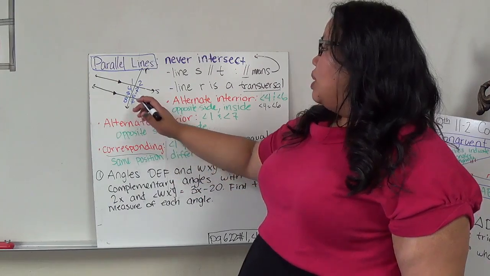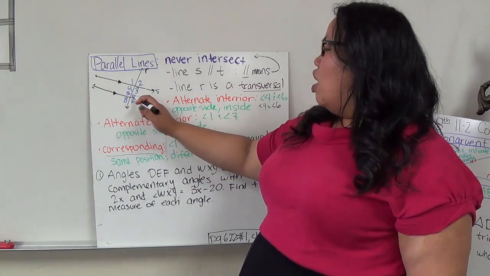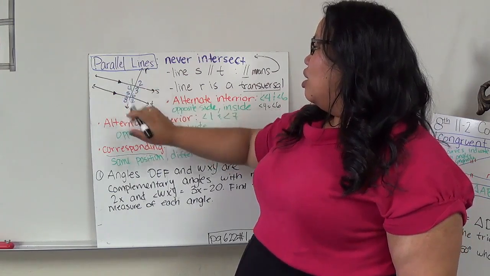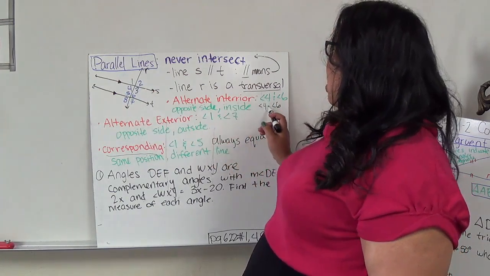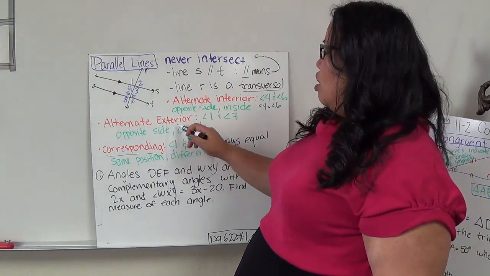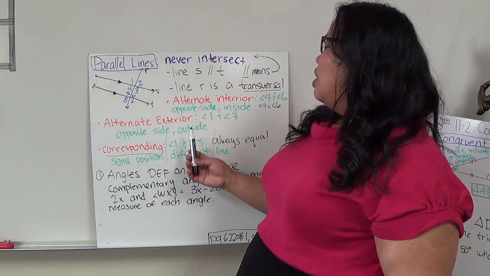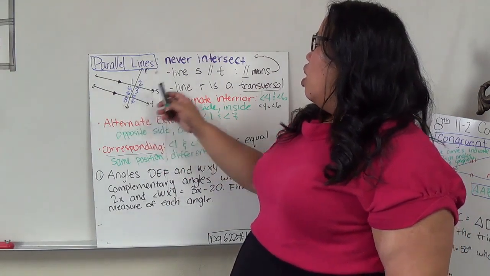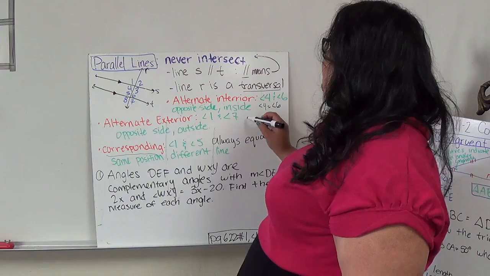So angles that are on opposite sides of the transversal, so 4 and 6 are on opposite sides of this transversal, but they're on the inside. These are mirrored, so they are equal to each other. Alternate exterior is the same thing, opposite but on the outside. So we're dealing with 8 and 2 are equal to each other, and 1 and 7.